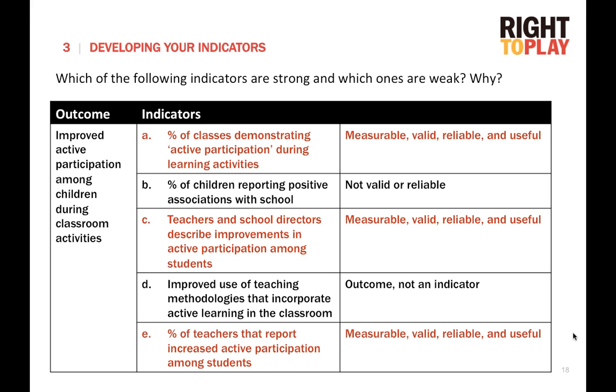B is an example of an indicator that is weak because percentage of children reporting positive associations with school isn't valid. It's not really getting at active participation. It's looking at something else, which is positive associations.